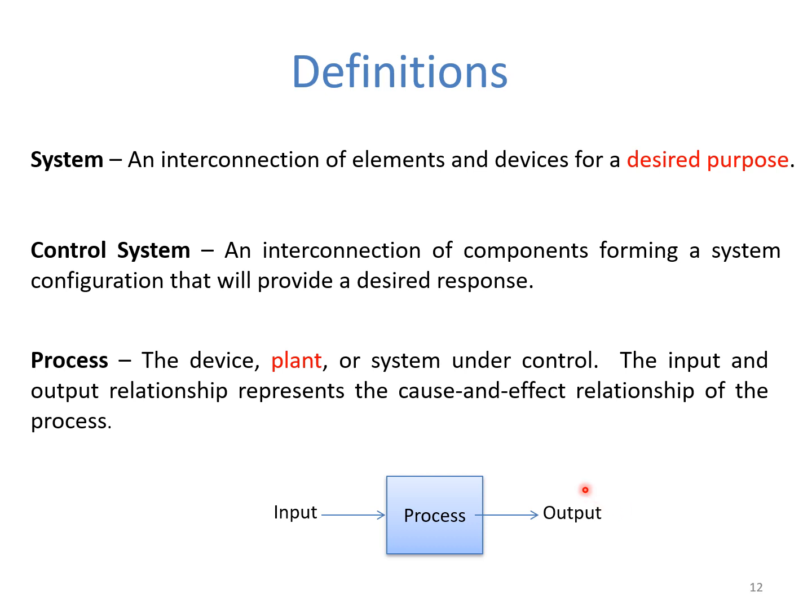Another name for the process is also plant. So the device, plant, or the system under control is represented using the block diagram as shown here. It receives an input and generates an output. The input and output always need to have a good relationship with each other to perform a particular operation in a proper way. Okay, so this is the general representation of a system.